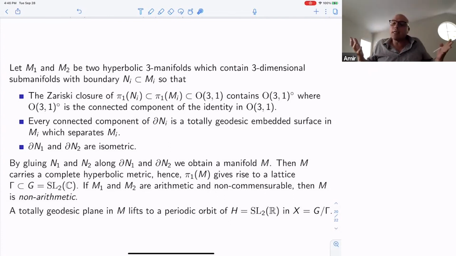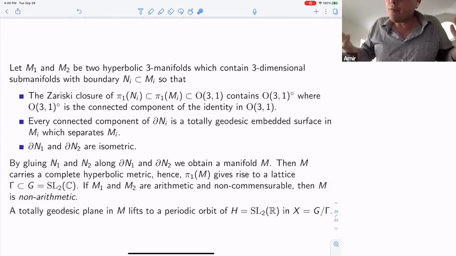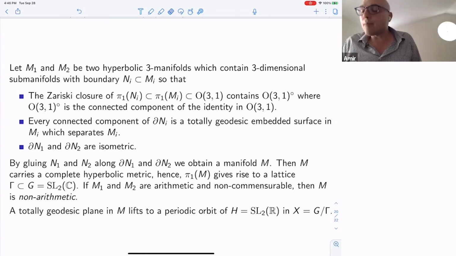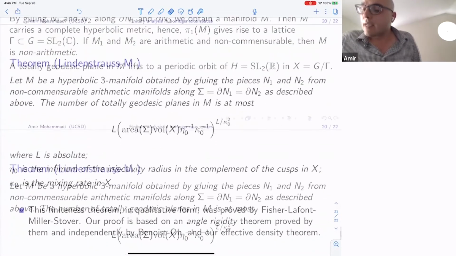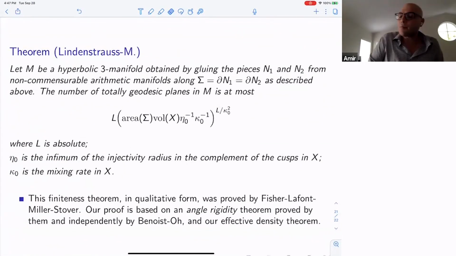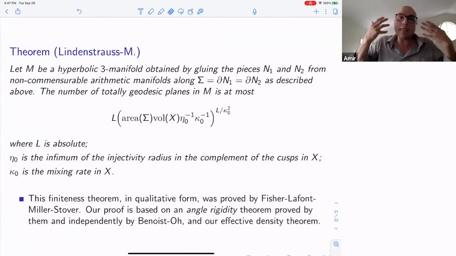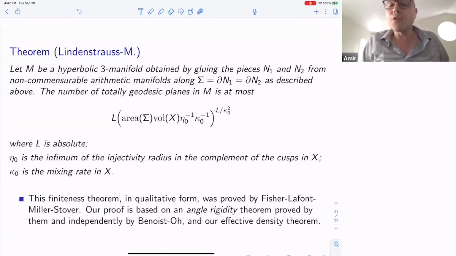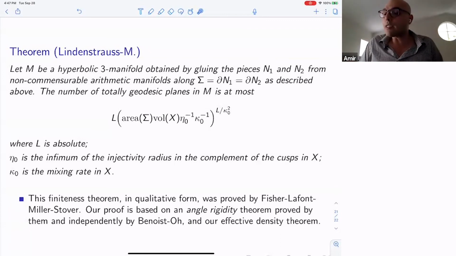The question is, okay, if you give me one of these, how many totally geodesic submanifolds does this have? This is related to a question that was asked by Alan Reid and Curt McMullen about whether this is a recipe for arithmeticity of manifolds, which was recently proved by Margulis and myself, and also Bader, Fisher, Miller, and Stover generalized it to all dimensions.